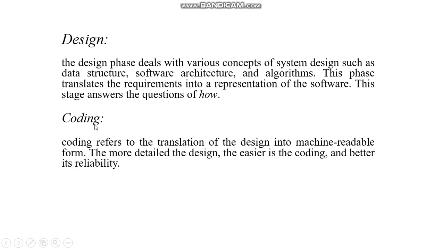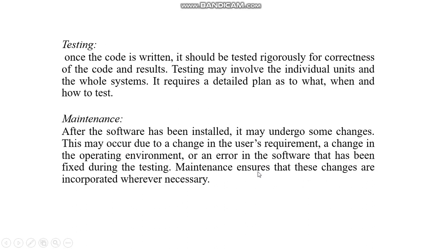And the next one is coding. After design, we go for coding. Here the coding is the translation of a design into machine-readable form. And the next phase is testing. Once the coding is written, we have to check the results. We have to get the expected results. The system should behave as expected. That is, a different set of inputs is to be given, and we have to test the software.